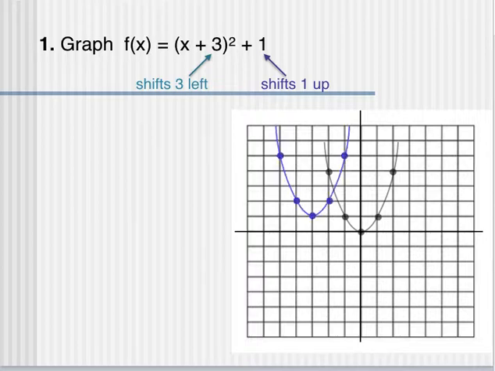And then you're going to shift it 3 left and 1 up. Every single point, 3 left and 1 up. And that's your graph of f of x equals quantity x plus 3 squared plus 1.